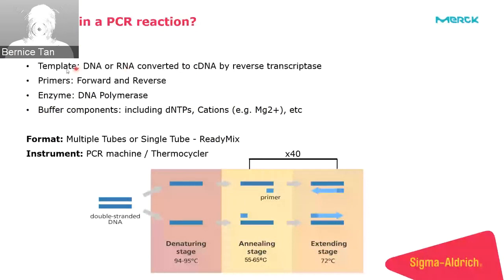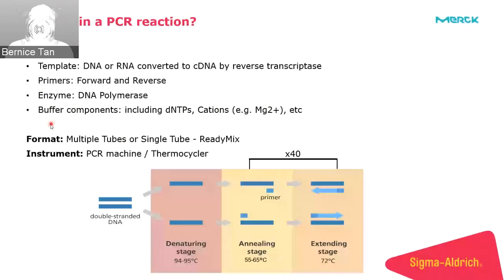The next thing you'll need in a PCR reaction is primers, forward and reverse, to pick up your product of interest. You also need an enzyme, DNA polymerase, as well as buffer components in your PCR reaction, which includes dNTPs and cations such as magnesium chloride. The 2 components here, the enzyme and the buffer, are available in different formats. You can get them as single tubes, so each component in a single tube. That gives you the flexibility to optimize individual components for your PCR. But a lot of people also choose to go with a single optimized tube format. At Merck, we call this the ready mix.